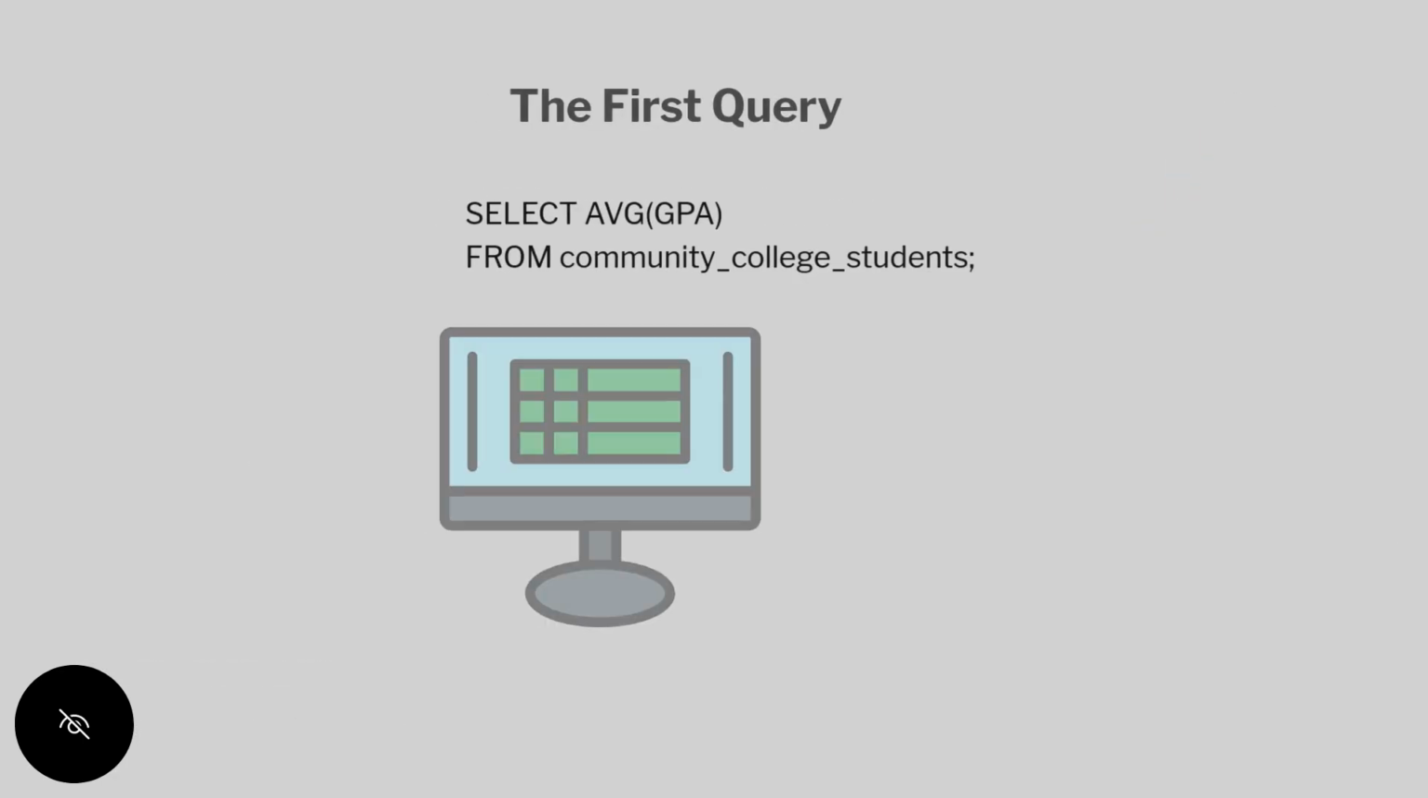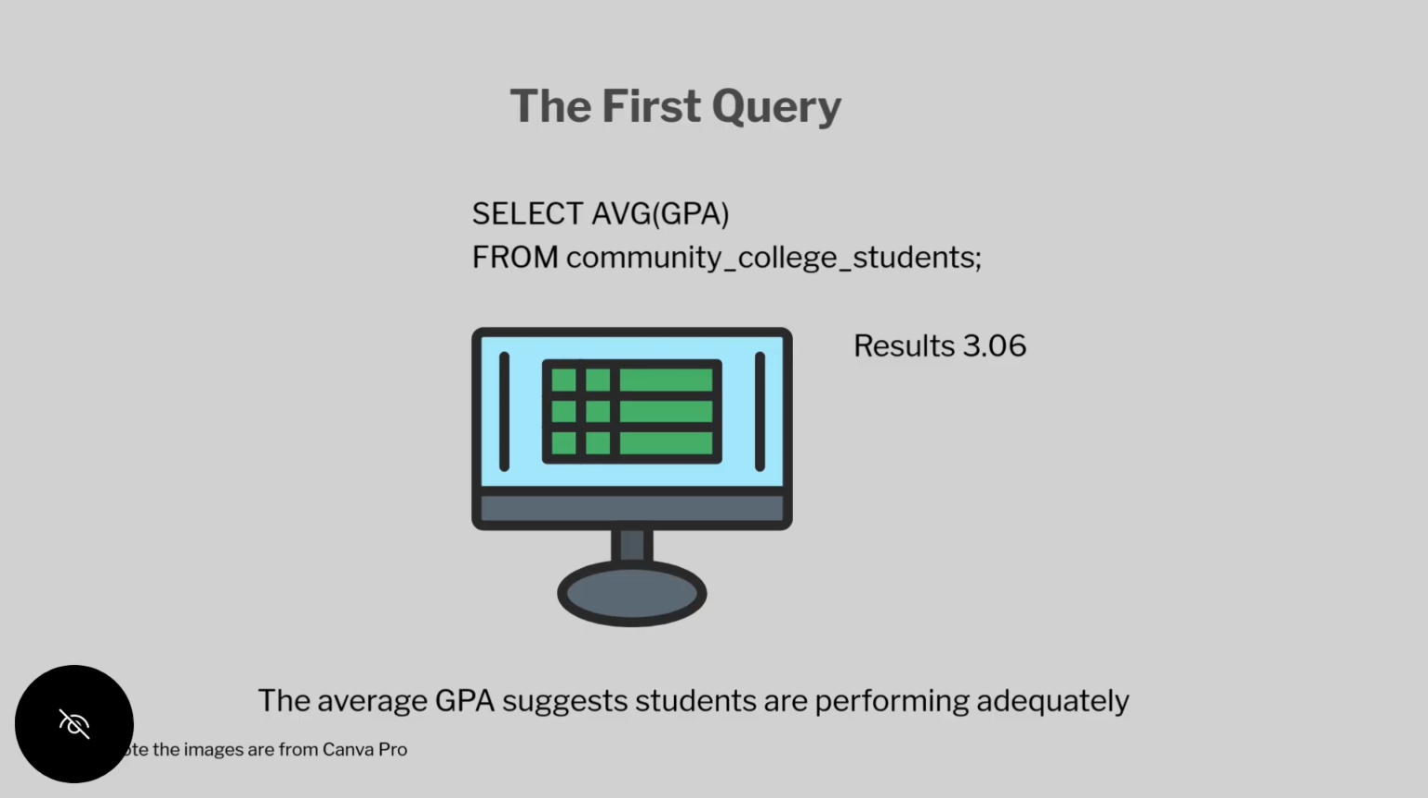Let's look at the query. This is one of the queries we can run. We're going to get the average GPA from the community college students table, which Maria is one row in. So if we run this, we get the results of 3.06.